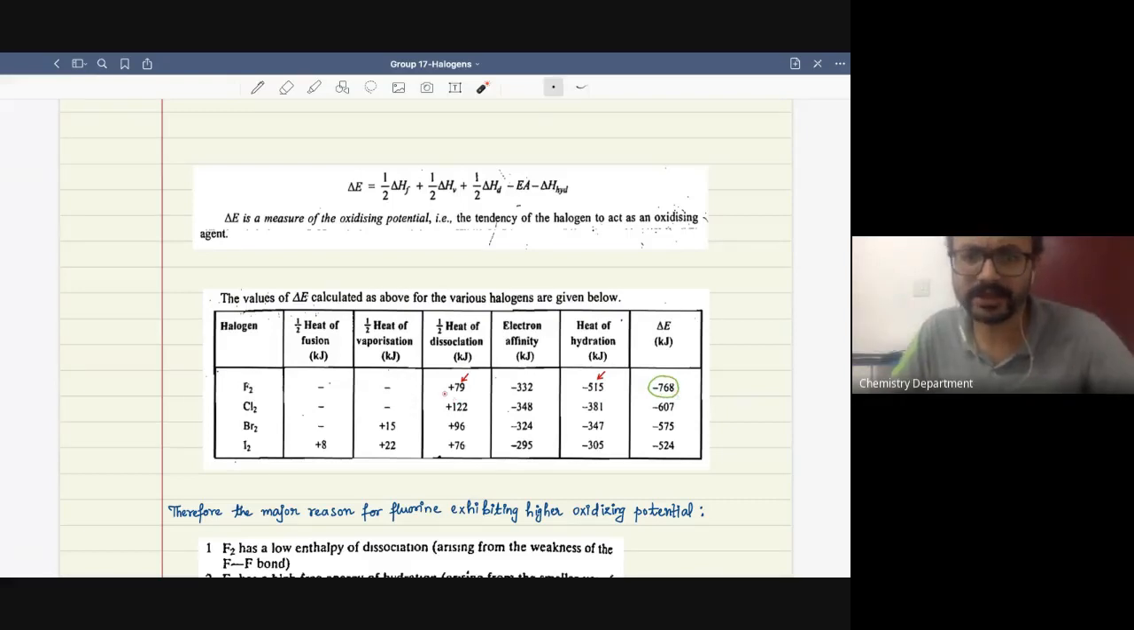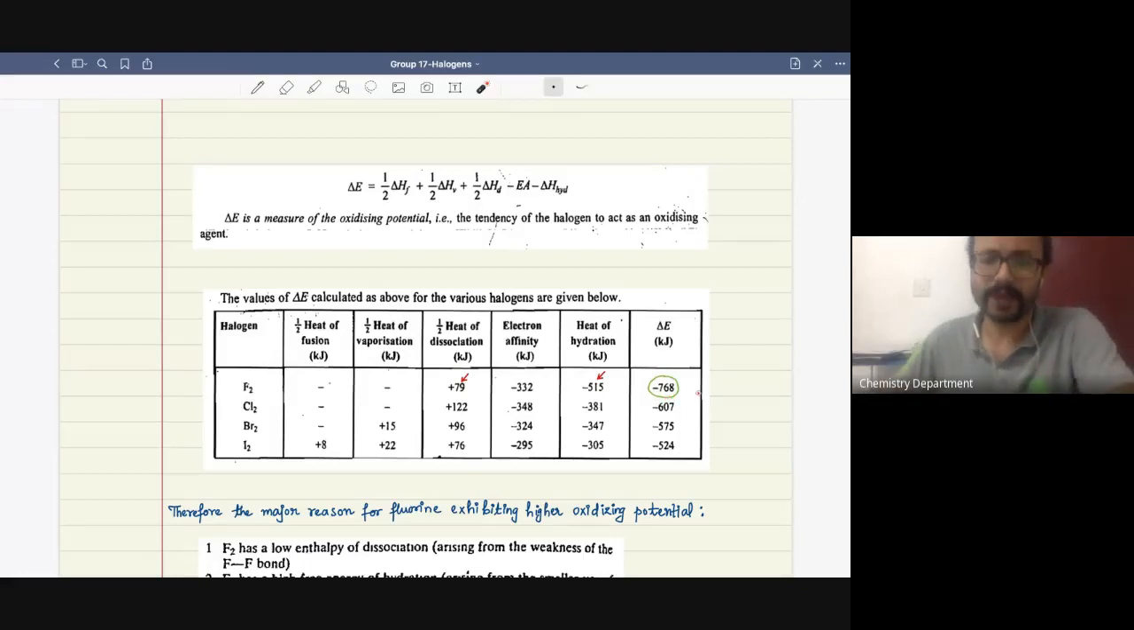Another contributing factor is this particular value, the bond dissociation, that is X2 breaking into 2X atoms. That bond dissociation is the least positive for the fluorine atom. In other cases it is a pretty high value. So this bond dissociation and this high heat of hydration are the reason why you get a very high negative enthalpy change for the oxidation of fluorine to its corresponding aqueous ion.